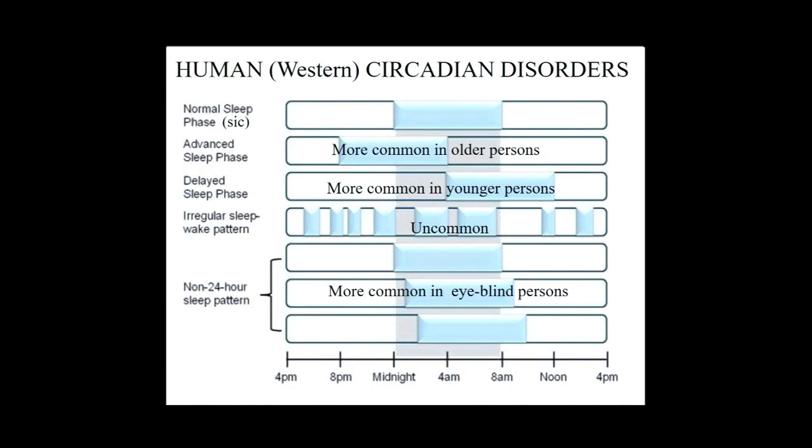And the non-24 is more common in eye-blind people. What that is, is people that do not have vision and light coming in through their eyes. If they've lost their vision because of their cortex, they're okay because there's that separate light circuit for your suprachiasmatic nucleus. So it's not all blind people, it's just blind people that cannot perceive light and dark. And the genetic elements are identified in family studies of both advanced phase and delayed phase.